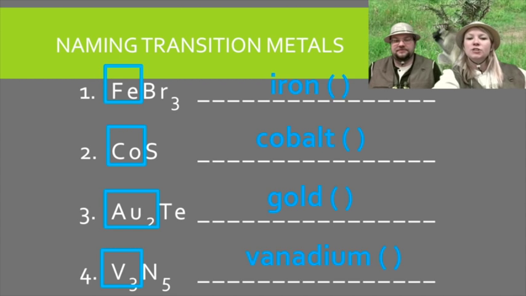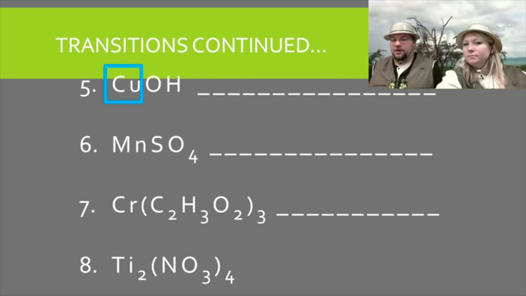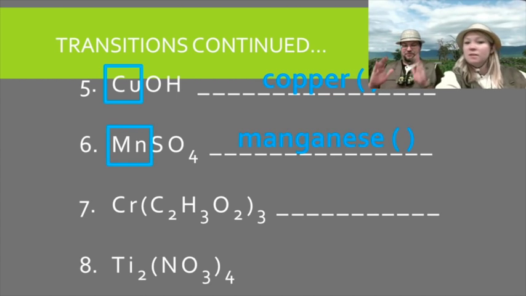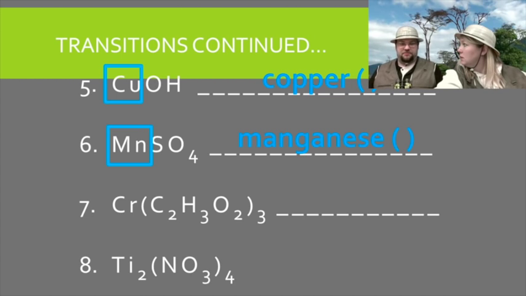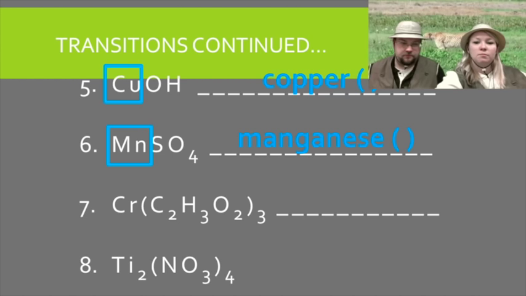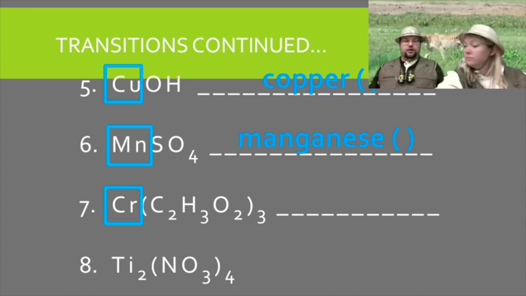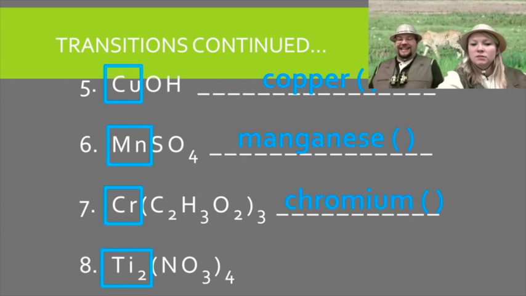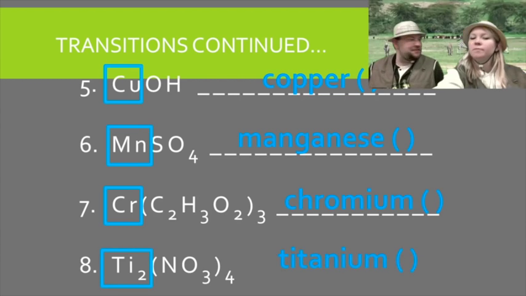All right, let's try a couple more. Copper, parentheses. Manganese, with the parentheses. Cr, chromium, with the parentheses. And the last one is titanium, with the parentheses.